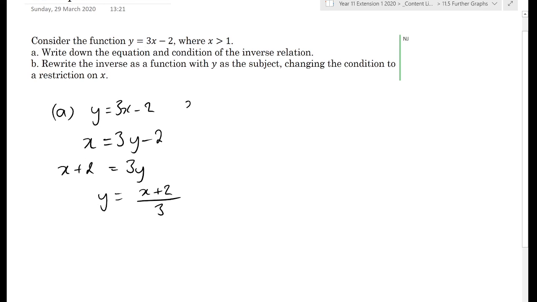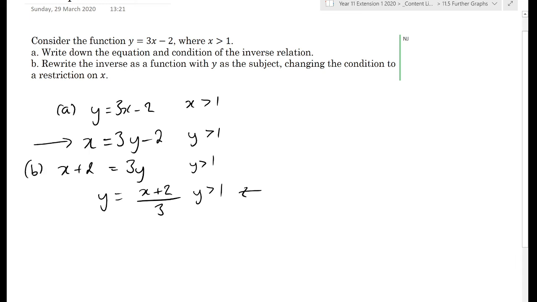But we need to add the condition. So if this was x is greater than 1, then when we swap them around, it becomes y is greater than 1. Now, the problem is we don't want where y is greater than 1 for this. We actually want where x is greater than 1. So what we're going to do for part B is rewrite the inverse. Oh, I've screwed this one up because part A is just this bit here.